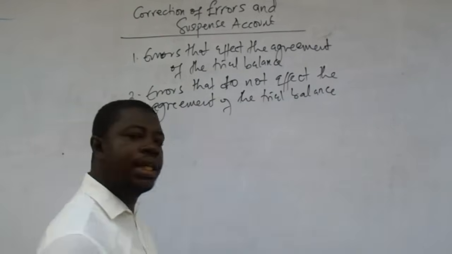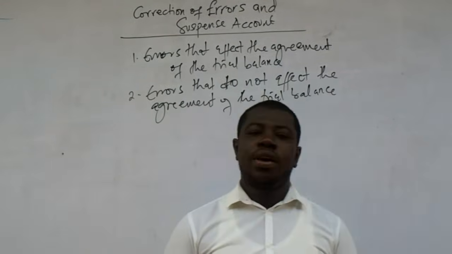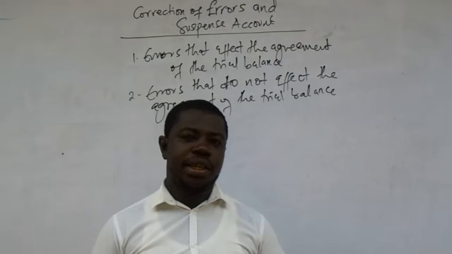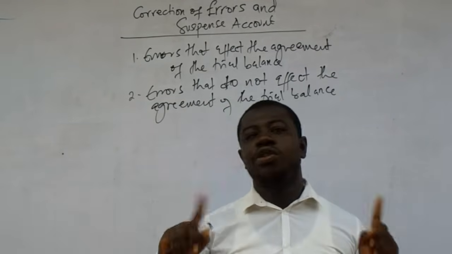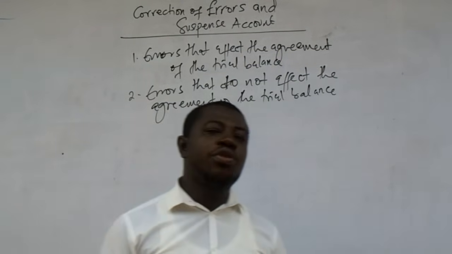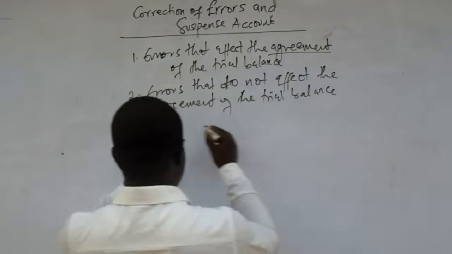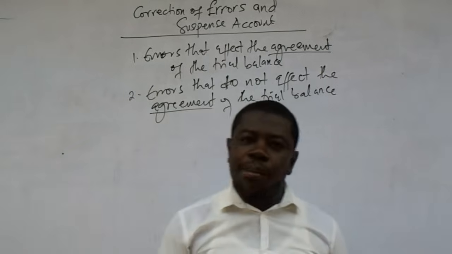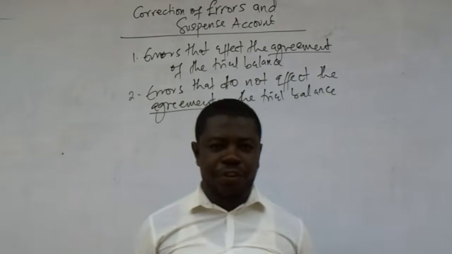Take note that all errors affect the trial balance. So we are not saying that there are errors that affect the trial balance and there are errors that do not affect the trial balance. No. What we are saying is that we have errors that do not affect the agreement. So the key word here is agreement. So it is not about affecting it, because the trial balance can agree with different figures.